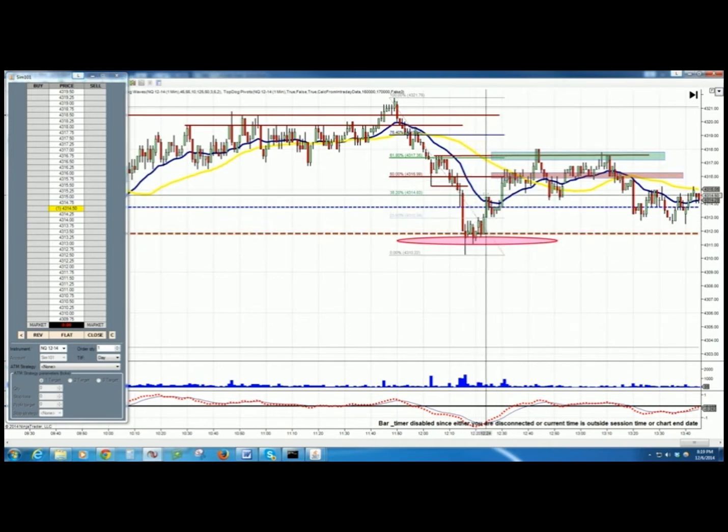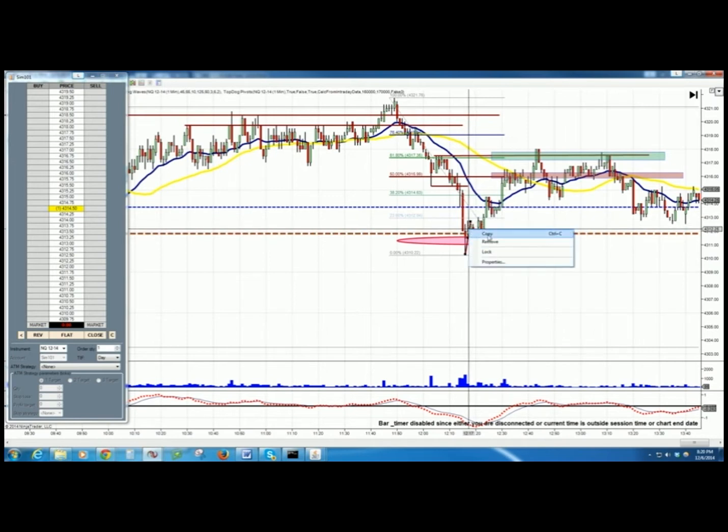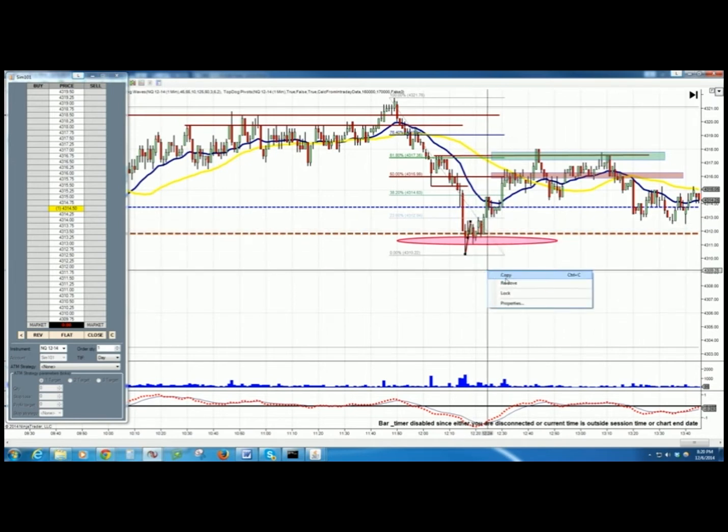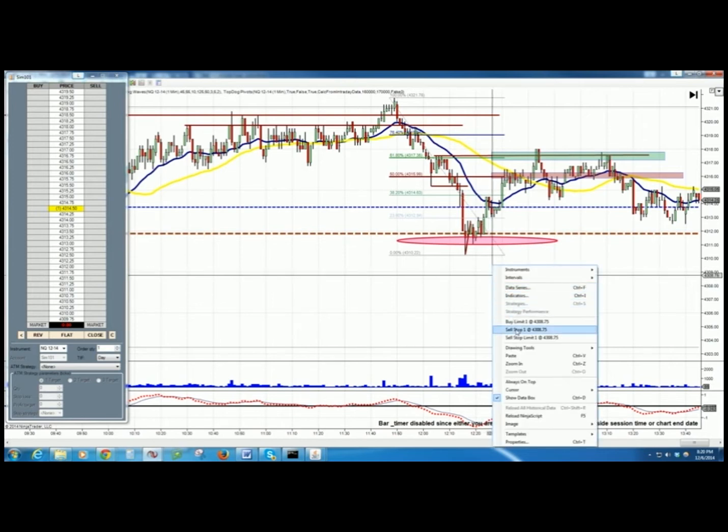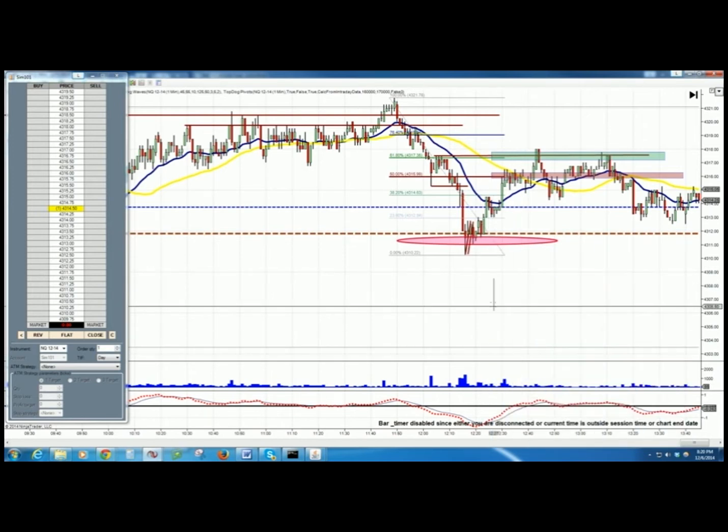The distance from this high to this high is about the same as this high to this high. How do I know that? Well, again, NinjaTrader makes it easy. You can put that there, then you copy it like that, and then you paste it. And you see, okay, is that next swing about the same?